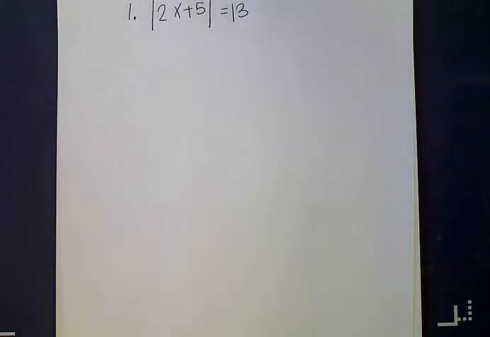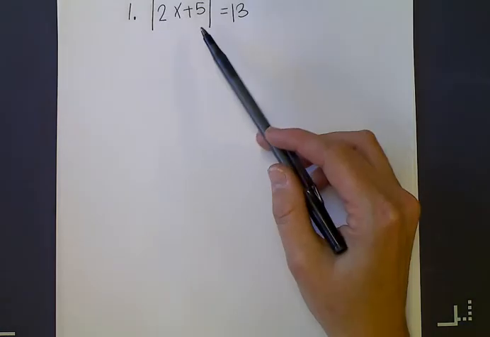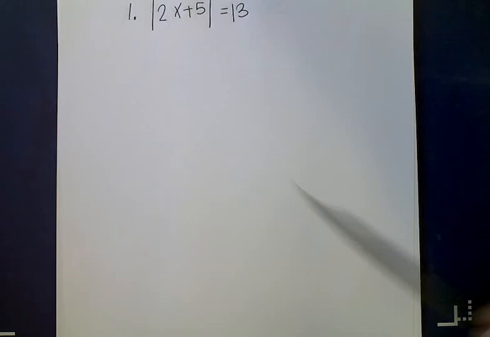Solving absolute value equations. Example 1. The absolute value of the quantity 2x plus 5 equals 13. Step 1. Isolate the absolute value on one side of the equation. Step 1 is complete. Step 2.